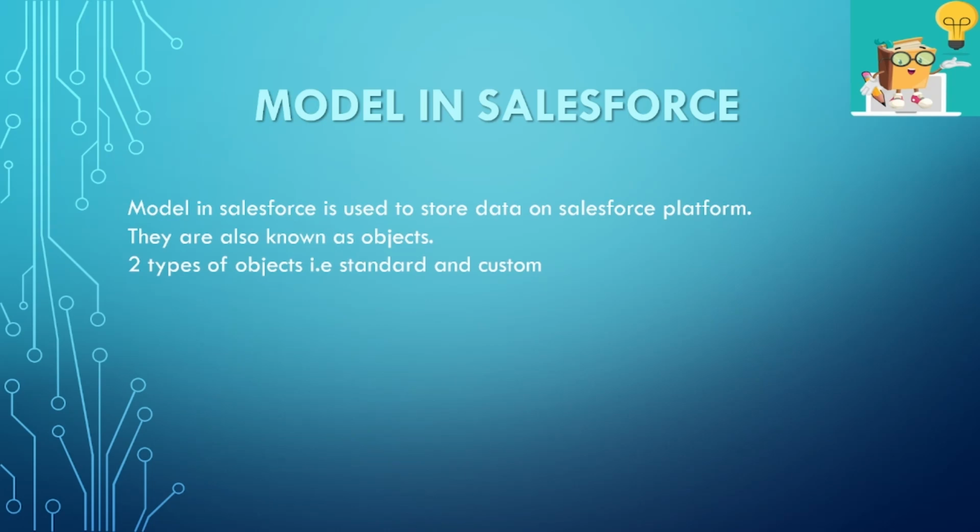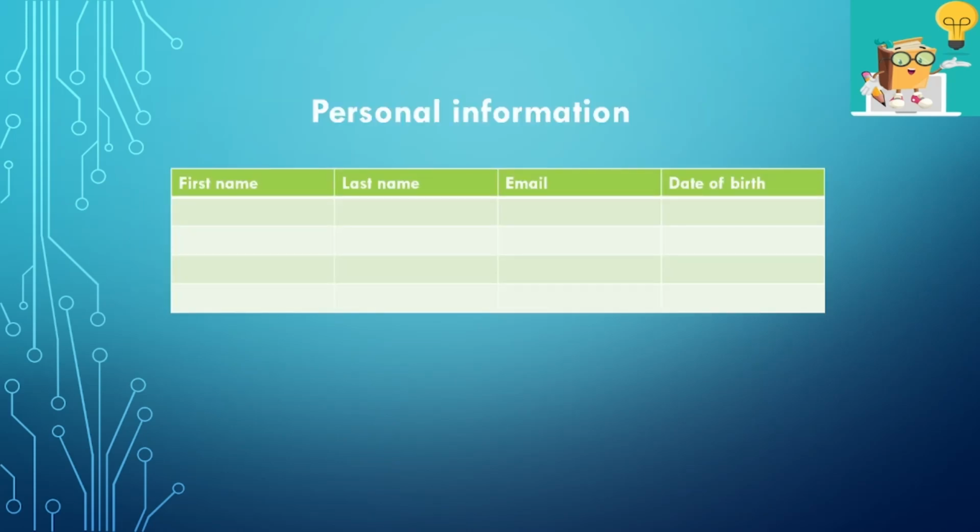Or let me show you a visualization of what tables basically are. Let's say you have certain personal information of people which you want to collect and store somewhere, say in Salesforce. Tables are basically collections of columns. As you can see here on the UI, you have a table with multiple columns like first name, last name, email, and date of birth. As soon as you provide an entry, it gets stored in that particular table.